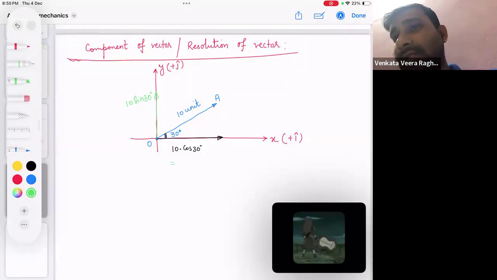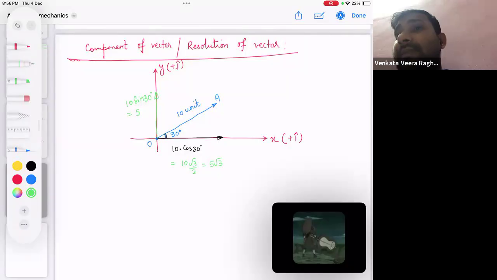So how much is the cos component, or the x component, we are getting? 10 root 3 by 2, that means 5 root 3. And 10 sin 30, that means 5. So if someone asks you in the question, tell me what are the x and y components, you will say 5 root 3 and 5.